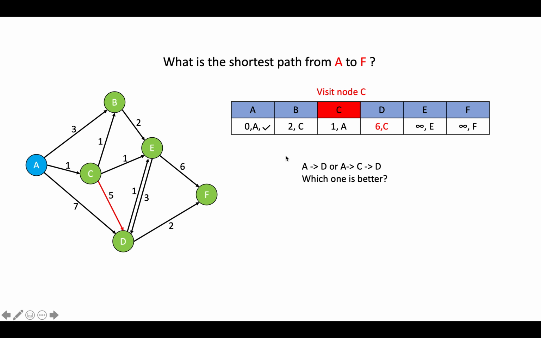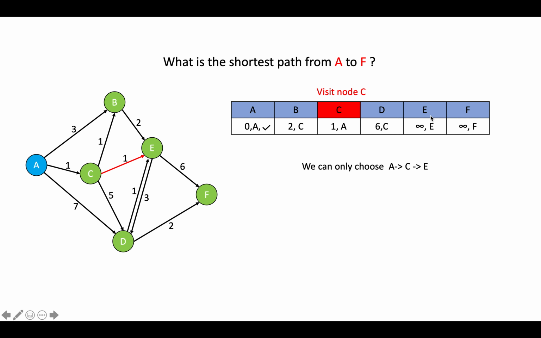table. And then another neighbor of node C is E, right? So we look at node E. So can we accept the new information? Can we use the new information to update our table?